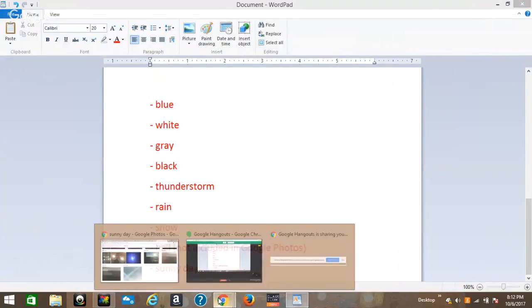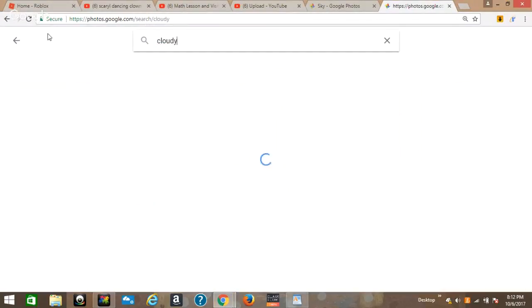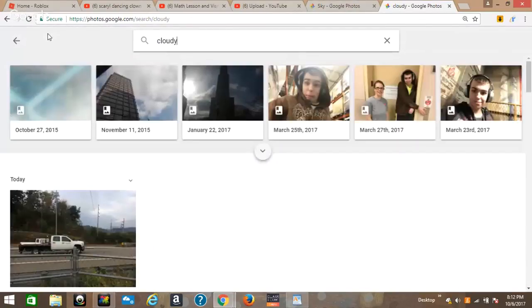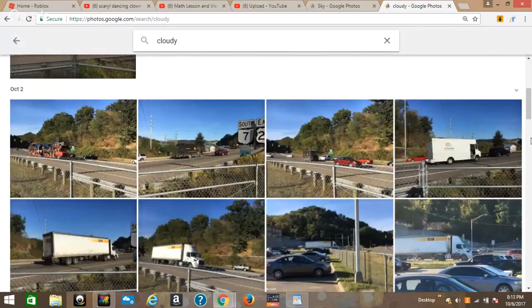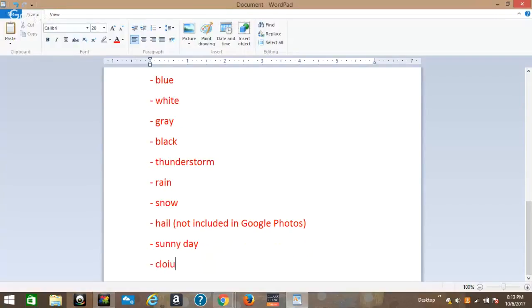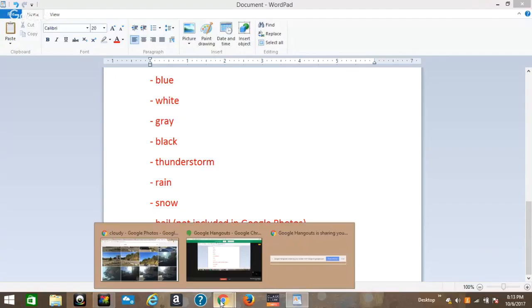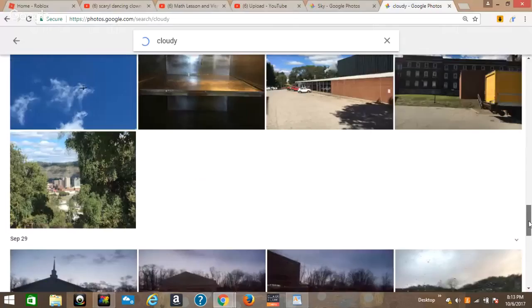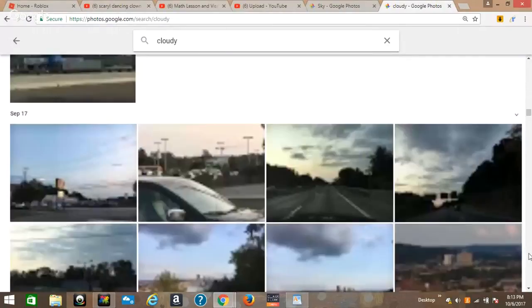Are you cloudy yet? Cloudy. I may go with our same category though. Cloudy is another example of our lesson here. Cloudy, cloudy day today. You can see some, you know, thunderstorms maybe or something like that. Yes, it looks like it's cloudy. All right. Cloudy. Not going to go any further.